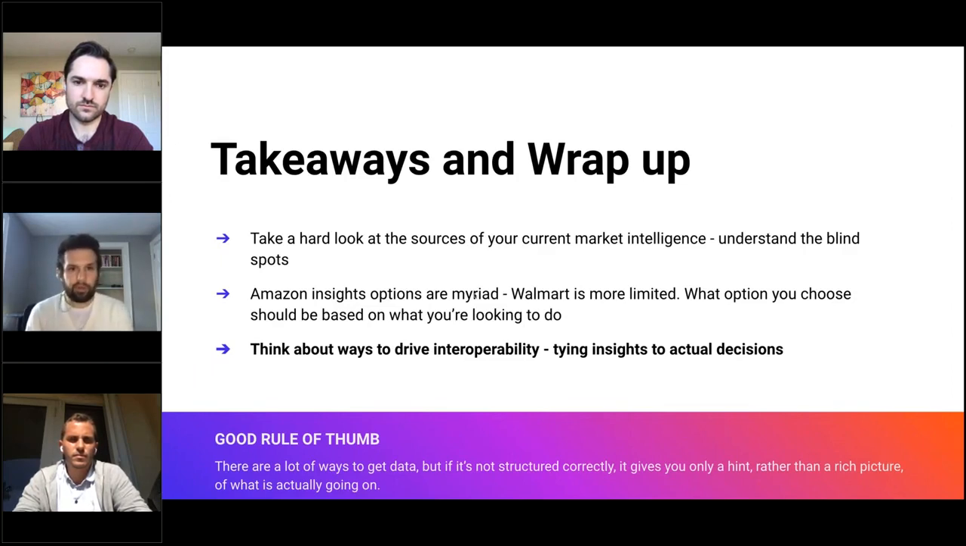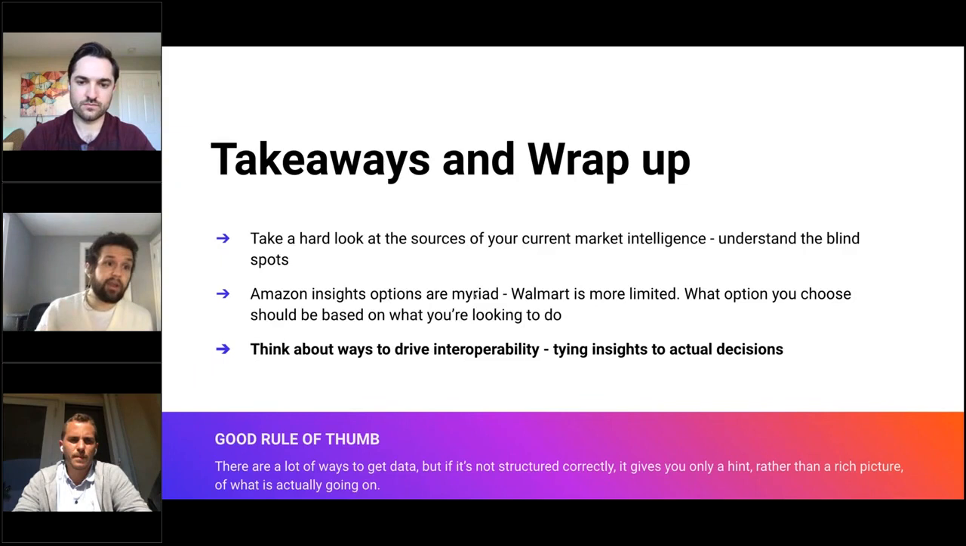So really think about this. We've touched on this, Alon touched on this, and Ryan touched on this: what are the ways you could potentially drive interoperability? How can you tie those insights into actual decisions? It's easy to get this wealth of data. There's no shortage of data out there, but how do you turn that into something where, if I'm seeing this trend, here's a likely action I'm going to take to mitigate trouble or double down if I'm seeing success?